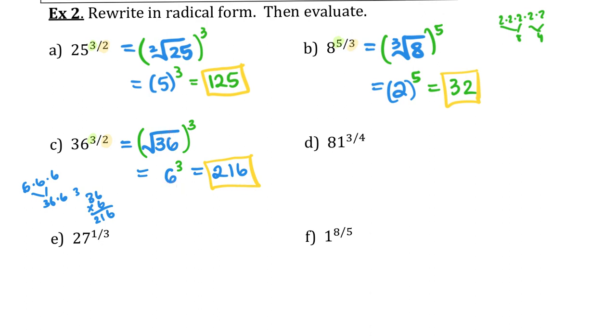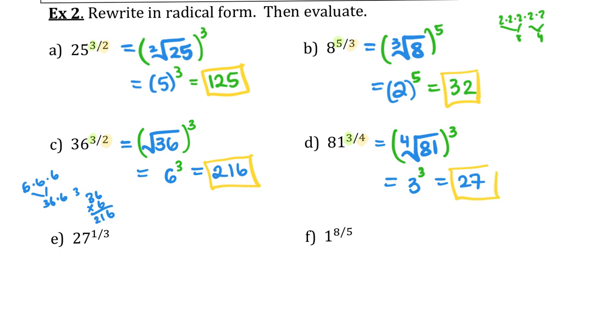Okay, 81 to the 3/4. Exponent is a fraction. Bottom number is the root index. So the 4th root of 81. And then after I do the 4th root of 81, I'm going to raise it to the 3rd power. Okay, 4th root of 81 is actually 3. I'm going to raise it to the 3rd. And then 3 times 3 is 9, times 3 is 27.